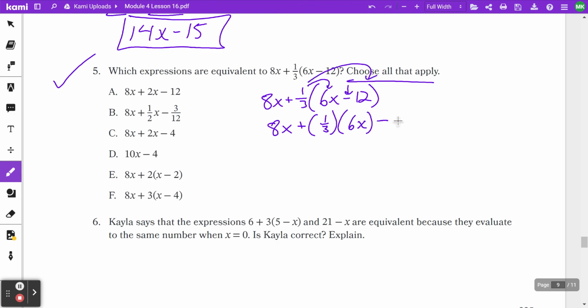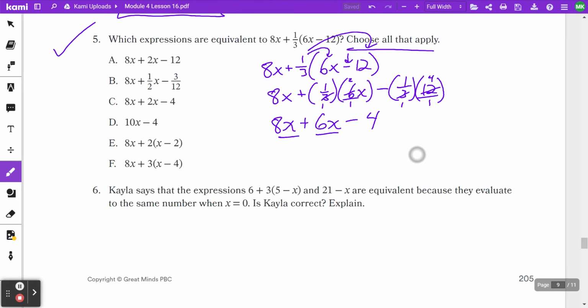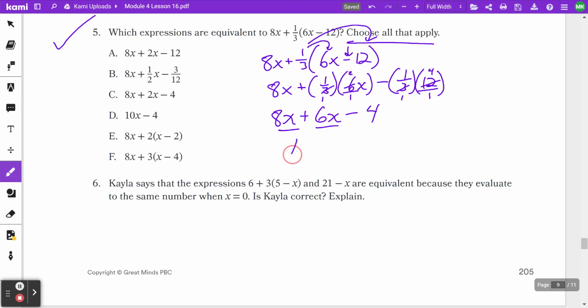Now we're going to distribute that 1/3 again to the 12, right? Distributive property. So 8x comes down. I'm not doing anything with that yet. And now this guy here, I'm going to take 1/3 of 6, right? 3 goes in there twice. So that becomes 2x minus, well, what's 1/3 of 12, right? 3 goes into 12 4 times. So I get a 4. Okay, now I can combine these guys, right? So that gives me 14x minus 4.